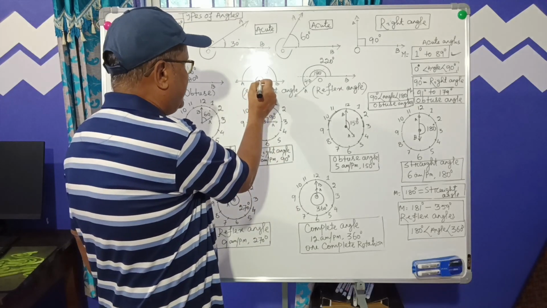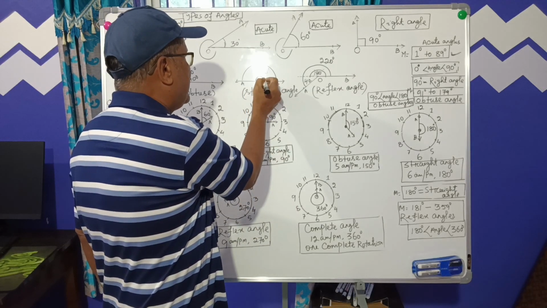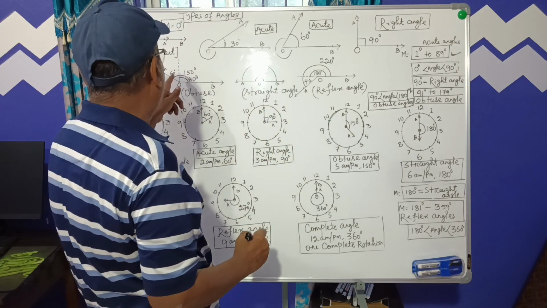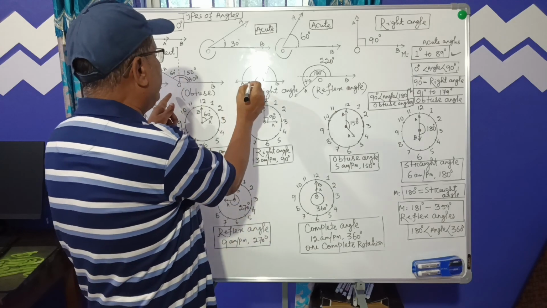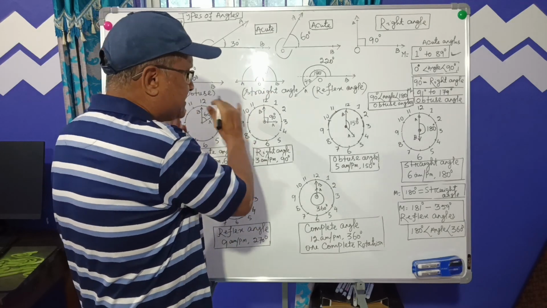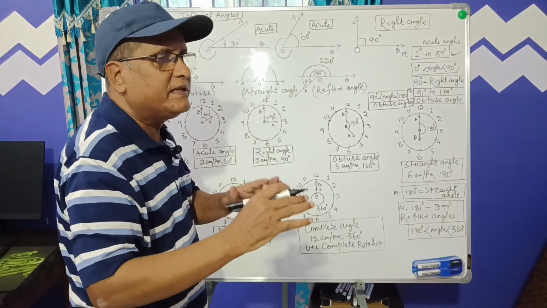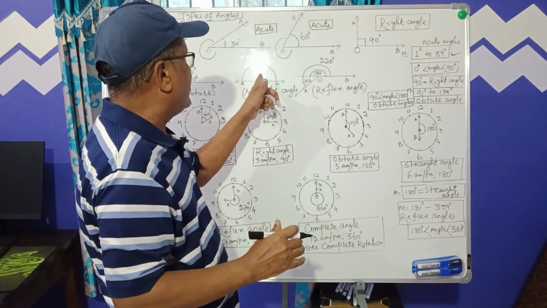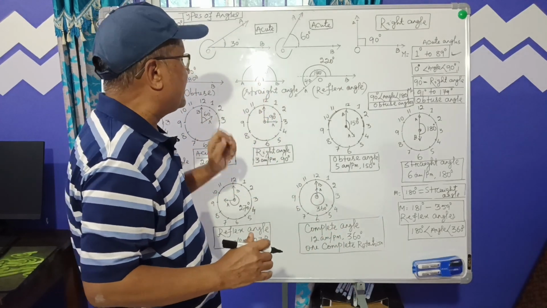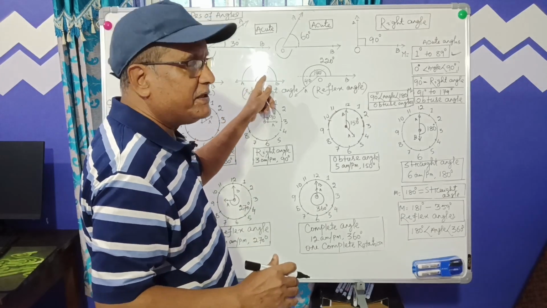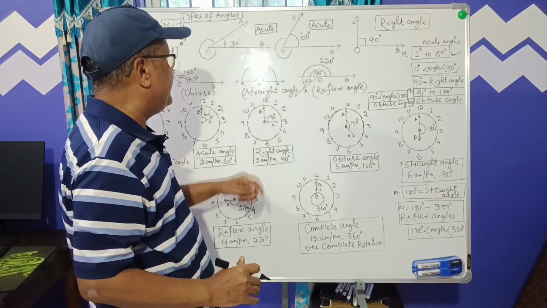So here the angle value is 180 degree. After 150, when it becomes a straight line, both OA and OB form a straight line. The angle is called a straight angle. Okay, and the measure of this angle is 180 degree.